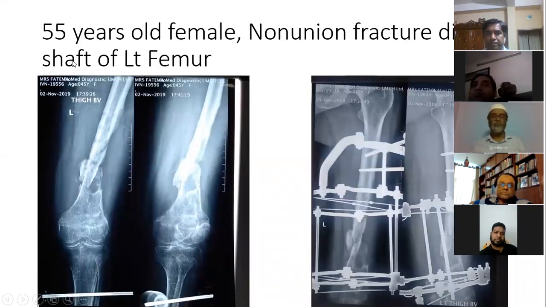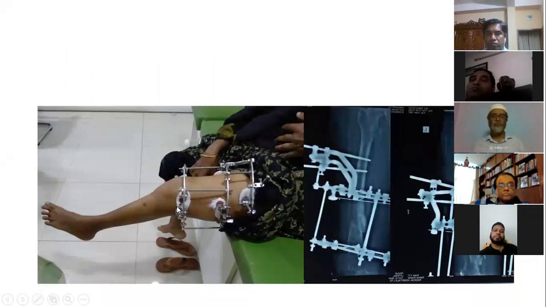Another female patient, 55 years old, with a 1.5-year-old non-union fracture of the distal shaft of the femur, treated with the Ilizarov method. And here is the use of Italian arcs, half pins or shunts, and oblique support. The olive wire is also used here. The patient is doing her physiotherapy, and after 3 months, you can see the bone is uniting, and she is waiting for removal of the Ilizarov.